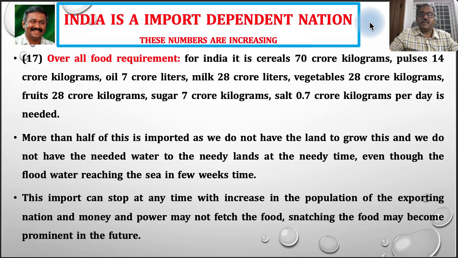India is an import dependent nation. These numbers are increasing. Overall food requirement for India per day is: cereal 70 crore kilograms, pulses 14 crore kilograms, oil 7 crore liters, milk 28 crore liters, vegetables 28 crore kilograms, fruits 28 crore kilograms, sugar 7 crore kilograms, salt 0.7 crore kilograms.